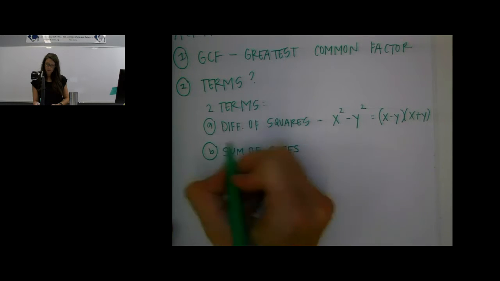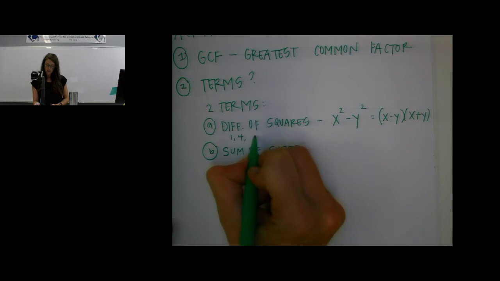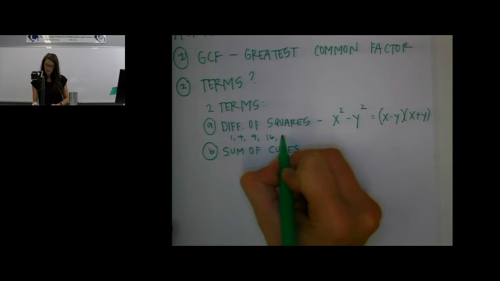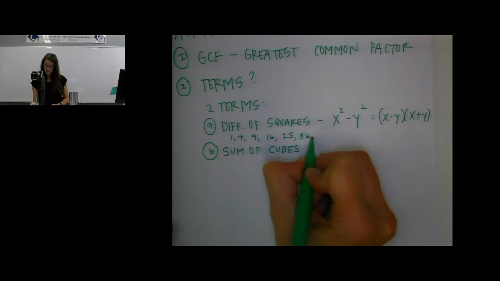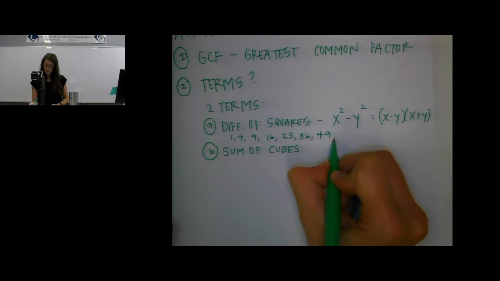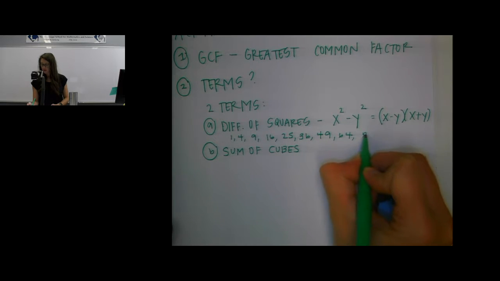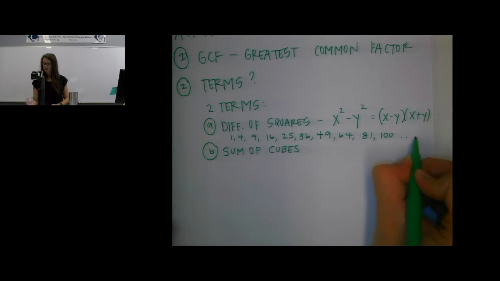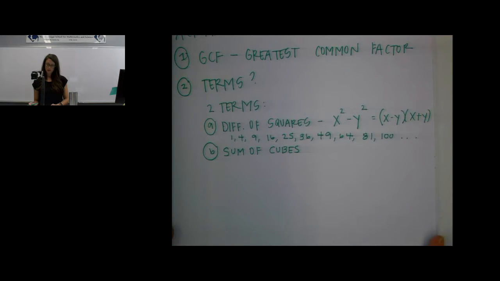Let's talk about squares. So what's that? 1, 4, 9, 16, 25, 36, 49, 64, 81, and 100. Those are our squares that we're used to.